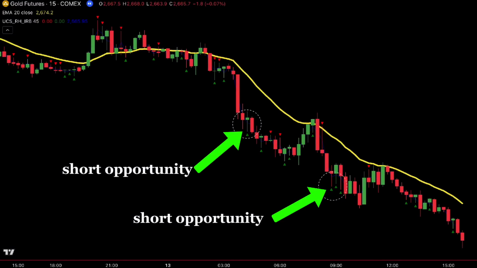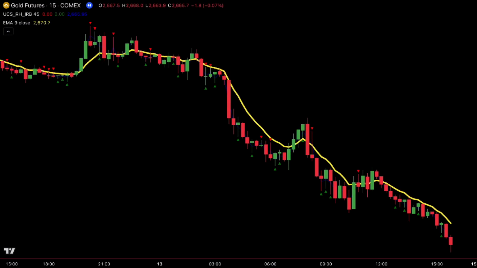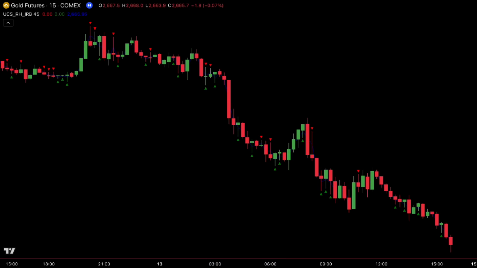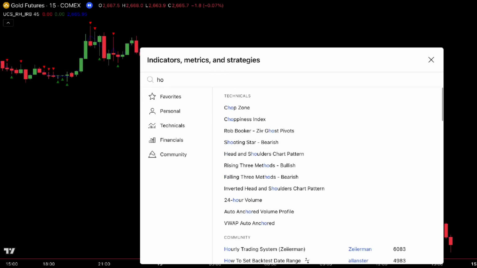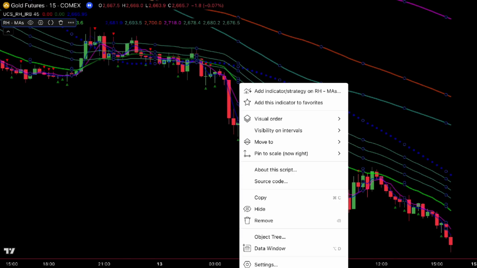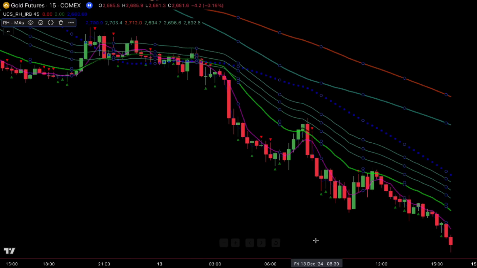Even with the inventory retracement indicator, you might want more precision. That's where Hoffman's overlay indicator comes in. Here's how to set it up. First, we remove the 20 exponential moving average as we don't need it anymore. Go to the indicators, search for Hoffman again and select Hoffman's overlay. Go into the settings and customize it. Remove unnecessary lines like the fast speed line and trend line 4. Simplify the display by adjusting the settings to focus on what matters.